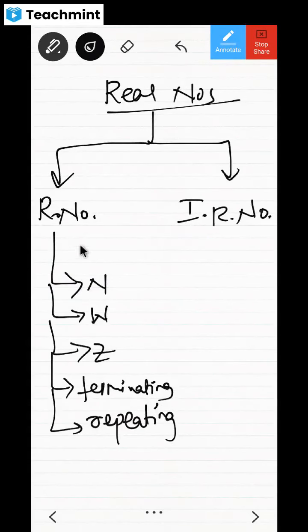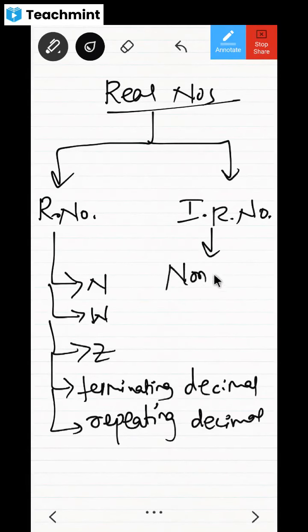Okay. So rational numbers means natural numbers, whole numbers, integers, terminating decimal and repeating decimal, all these things will come. But irrational numbers means what will come here? Tell me. Non-terminating and non-repeating. Understood? Complete thing is understood, dear children?